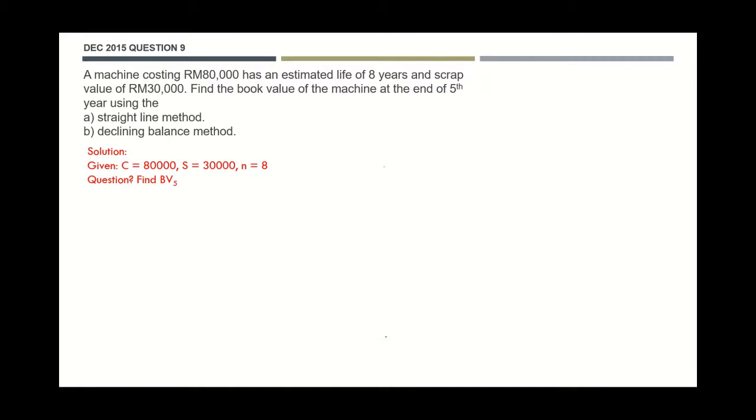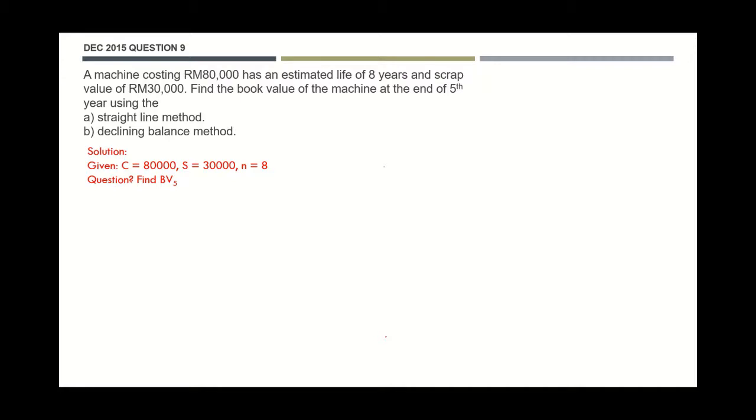So C is equal to 80,000, that is the cost, and S, the scrap value, is equal to 30,000, and finally they also give you the estimated life or the useful life, N equal to 8 years. And the question here is to find the book value at the end of the 5th year. So in general we are looking for the value of BV5. Okay, so how do we solve this problem?